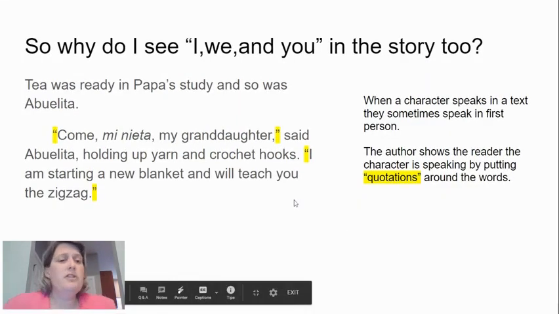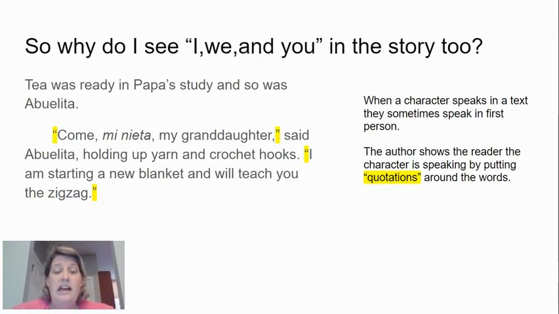So if you look further down in the book, you're going to see places where it has I, we, and you in the story as well. This does not make it first person. So why do I see I, we, and you in the story too? Well, this is where it can get a little tricky.